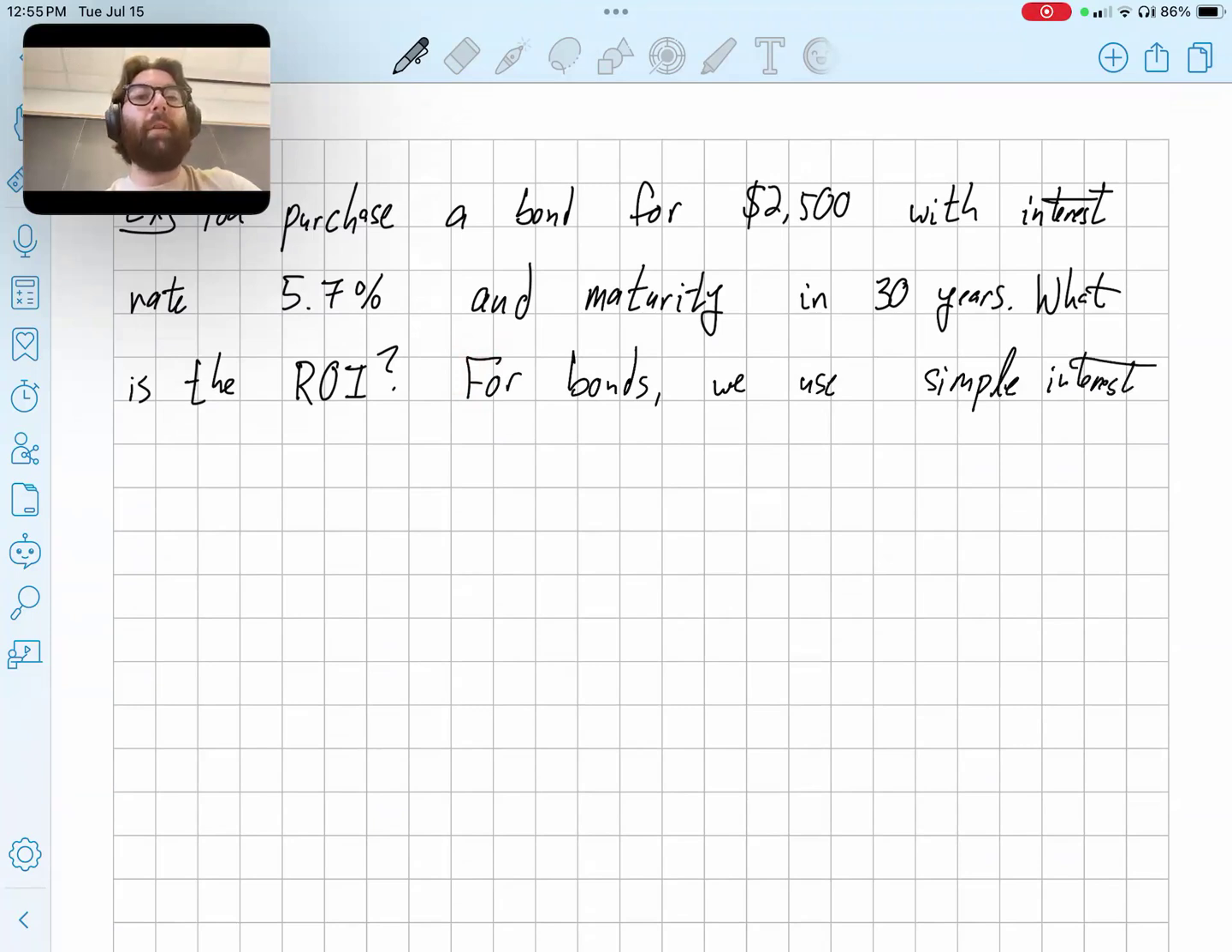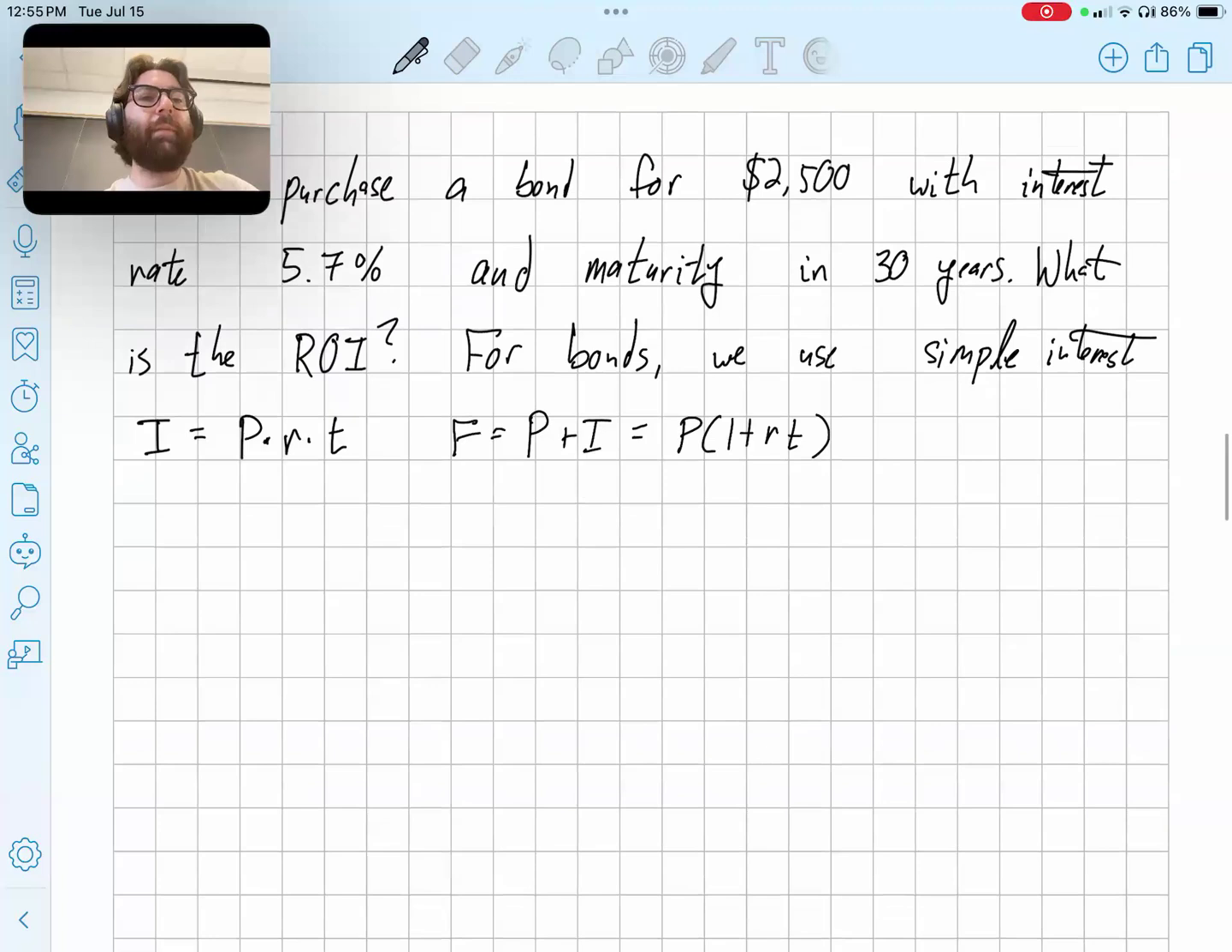And so some of our formulas, we have a formula for simple interest for the interest itself, which is P times R times T. And then our future value is the principal plus the interest, which is equal to P times 1 plus R times T. And so notice F minus P in this case, if we substitute this P plus I for F, this is P plus I minus P. These P's cancel out, and we just get I.